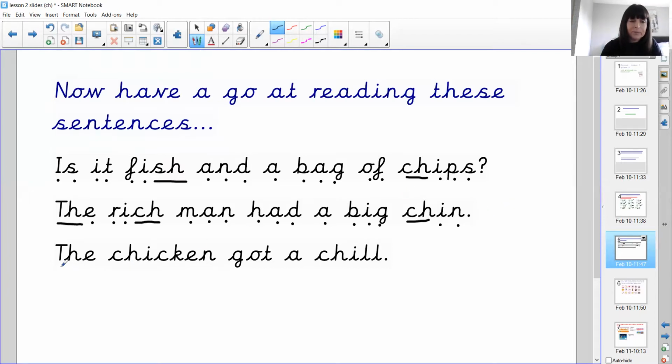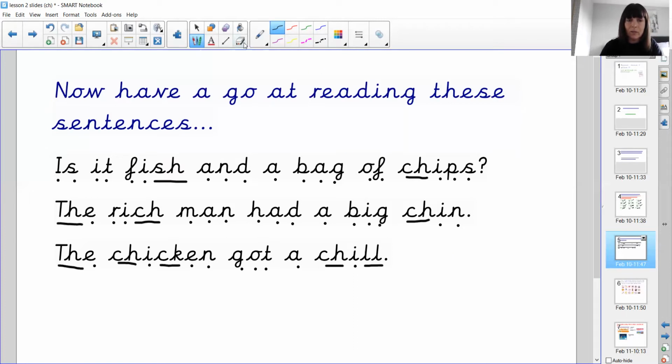Let's try the last one. Again, our tricky word to start the sentence. The, this part that's tricky. The, chicken. Do you remember we chunked that word up, didn't we? Ch, i, ck, chick, e, n, chicken, got, a, ch, i, ll, chill. The chicken got a chill. We all get that, don't we? Especially in the winter at the moment.